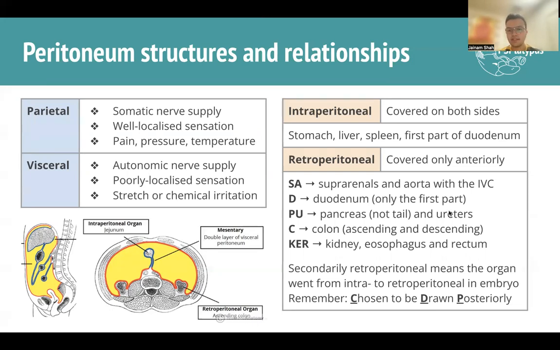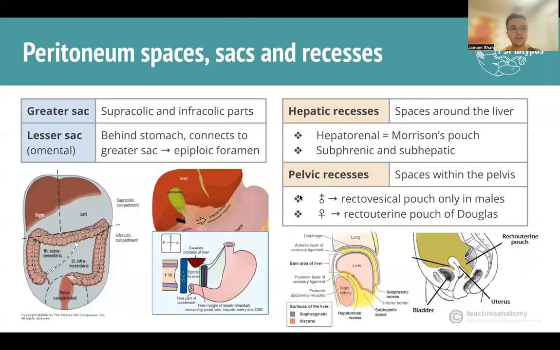So a really, really easy way that I've thought of to remember these secondarily retroperitoneal organs is using the mnemonic "chosen to be drawn posteriorly." So it makes sense, right? It was in the middle, now it's drawn posteriorly during embryology. So C is for colon, and again, ascending and descending. D is for duodenum, again, only the first part, and P would be for pancreas as well. Like here, it's important to remember it's not the tail. Okay, so chosen to be drawn posteriorly.